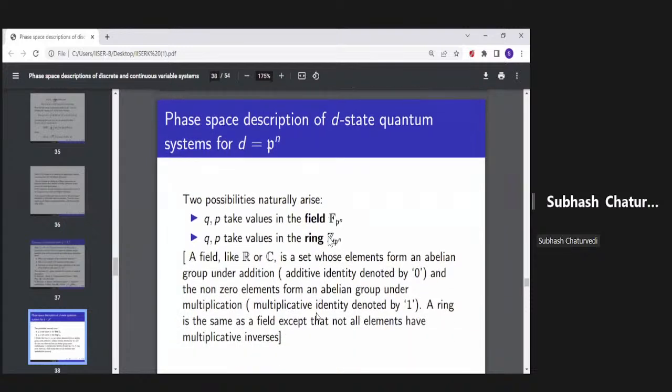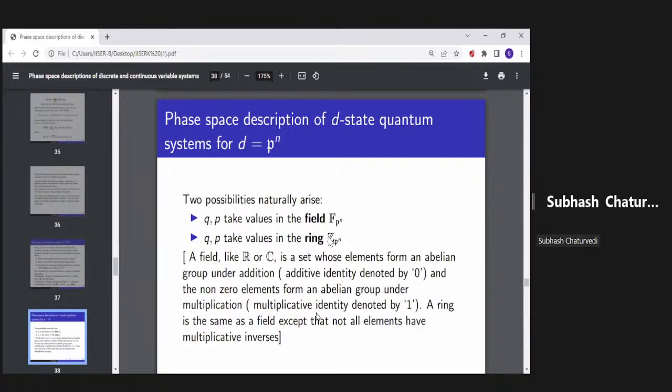Now we come to phase space description of discrete quantum systems. Again, here I am only going to sketch to you the ideas underlying the passage to the description of finite state quantum systems, because there are certain concepts and certain mathematical structures with which most of us in physics are not generally familiar.